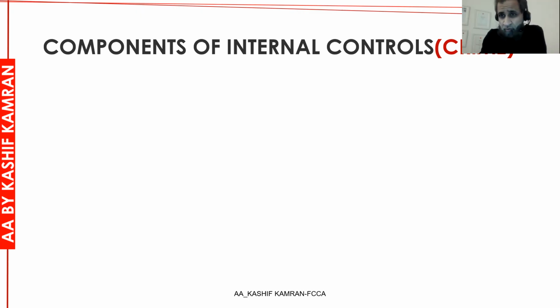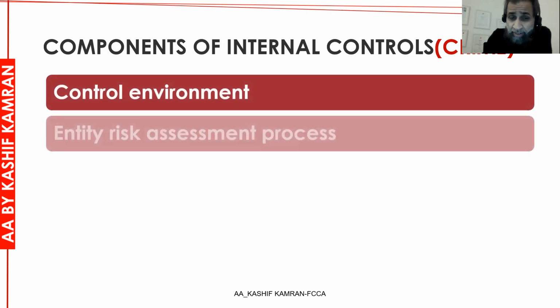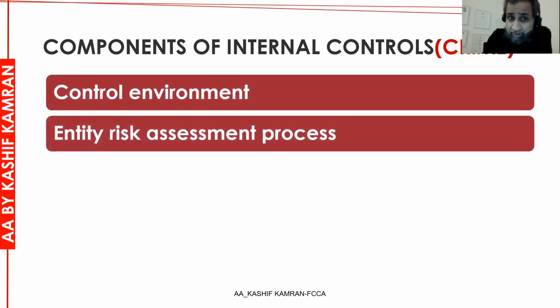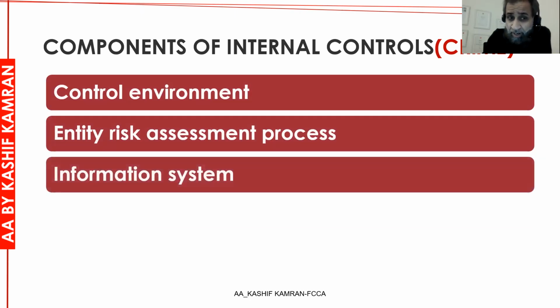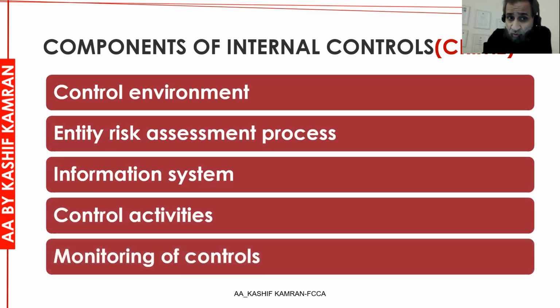Now, when you look at components of control, the ISA, the International Standards on Auditing, ISA 315, defines the components of internal control systems. Number one, control environment. Number two, entity risk assessment process. Number three, information system. Number four, control activities. And number five, monitoring of control. Right? So these are five components of an internal control system. So you need to understand the five components.